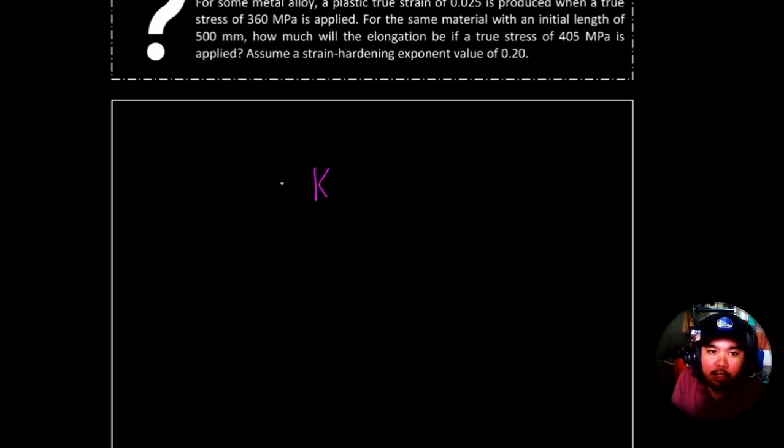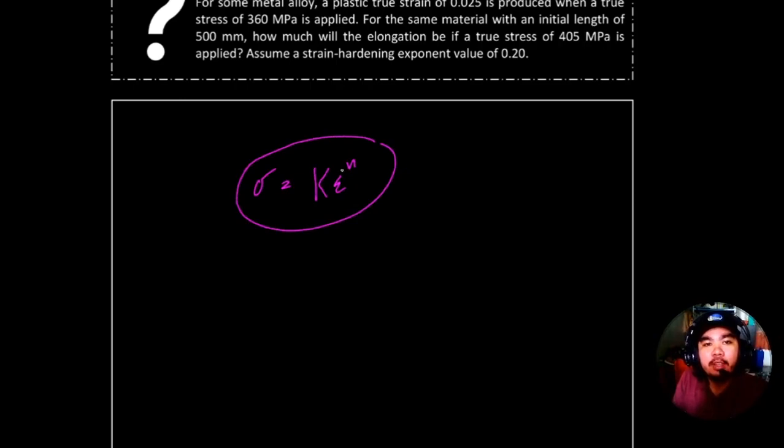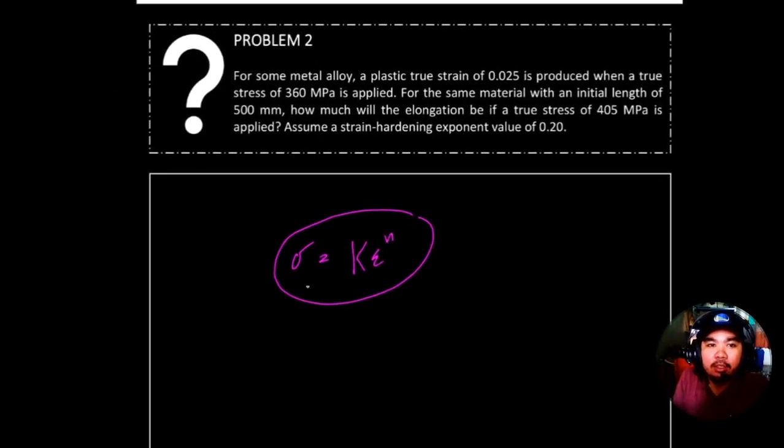But we can use the general equation of the power law, which is K multiplied by sigma raised to N. This is our power law, no? And we can use this since we have initial given values, no? Given this sigma value, and the given strain value, and the given exponent value. Therefore, we can solve for K. And when we have K, then we can now solve for the elongation if a true stress of 405 is applied.